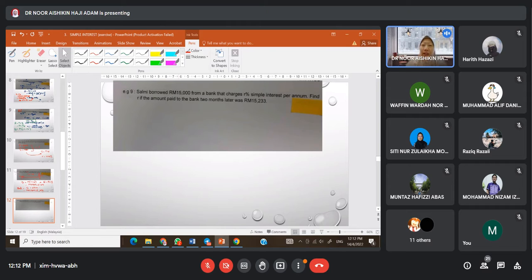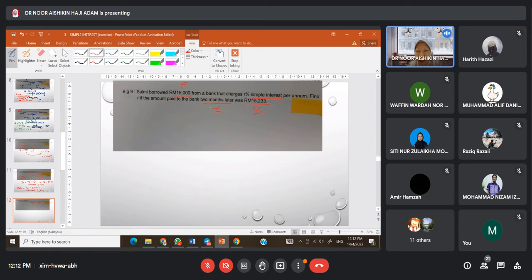Salmi borrowed 15,000 ringgit from a bank. So 15,000 ringgit is your P. You want to find R. Dan dia kata simple interest per annum. Per annum interest is calculated once a year. Find R if the amount paid to the bank 2 months later was 15,233. That is S.